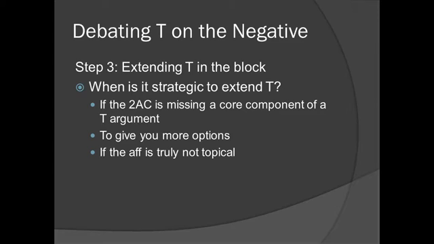And the other reason it can be strategic to extend topicality is perhaps the affirmative is truly untopical. Perhaps the affirmative has just talked about radically rethinking United States imperialism, which would be something that is not engaging in this year's resolution. So why is it that you should have had to have this debate in the first place? So those are my 3 points for why it can be strategic to extend topicality into the block.